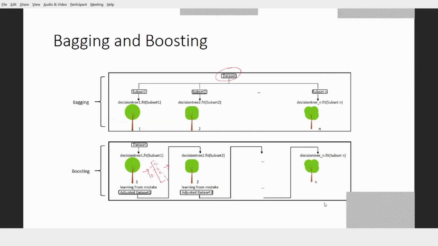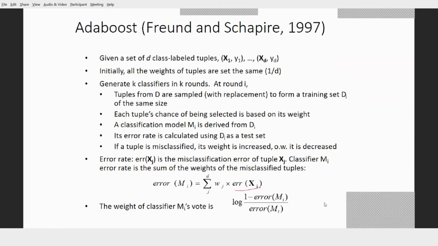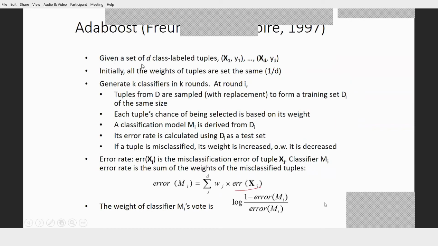Now the other is known as AdaBoost. Given a set of D class-labeled tuples, initially all the weights of tuples are set the same, 1 upon D, and we generate K classifiers in K rounds. At round i, tuples from D are sampled with replacement to form a training data set Di. Each tuple's chance of being selected is based on its weight. A classification model Mi is derived from Di.